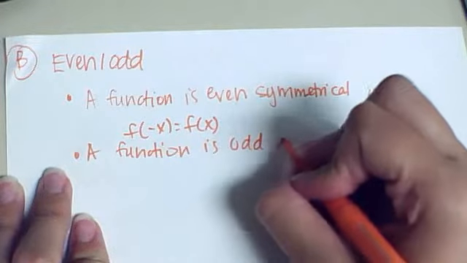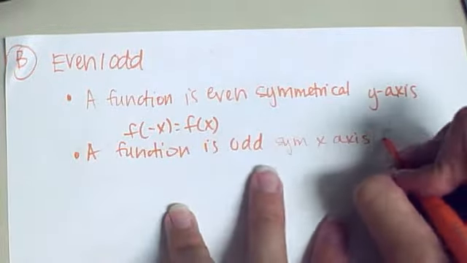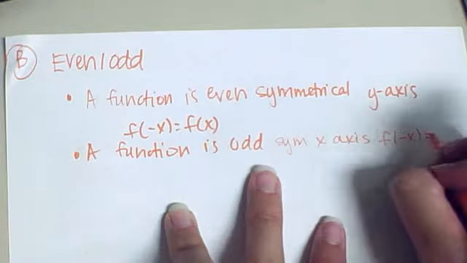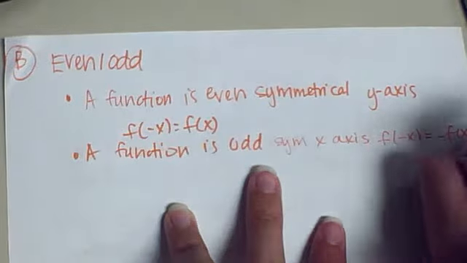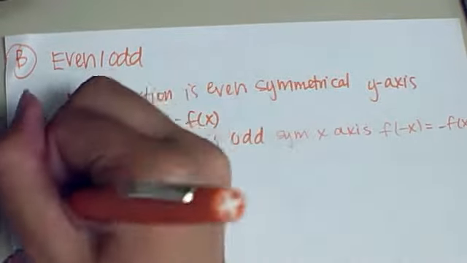if it's symmetrical to the x-axis. That is if f of negative x equals negative f of x. And we'll look more at that in a little bit, if it's the exact opposite. Okay, let's look at some examples.